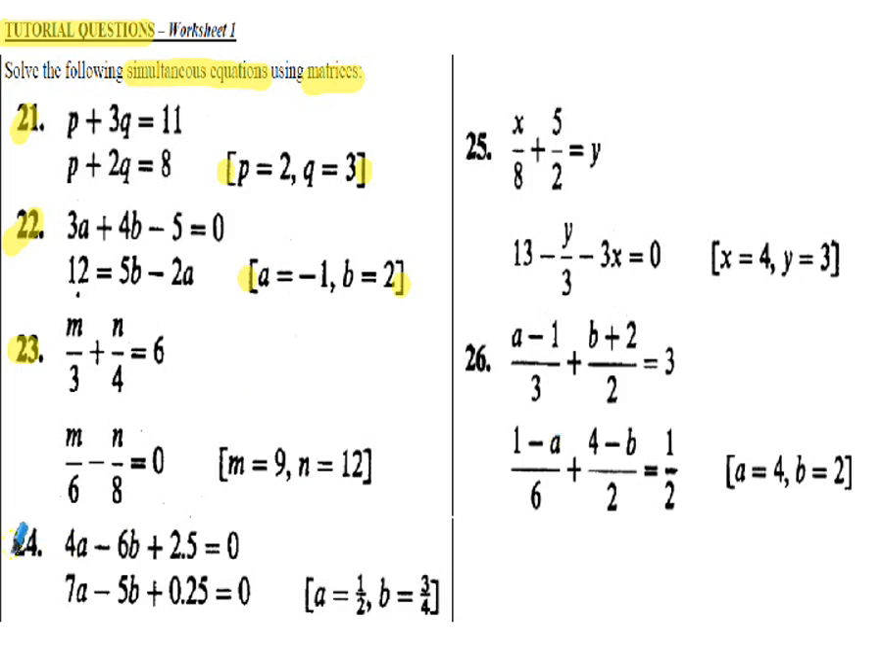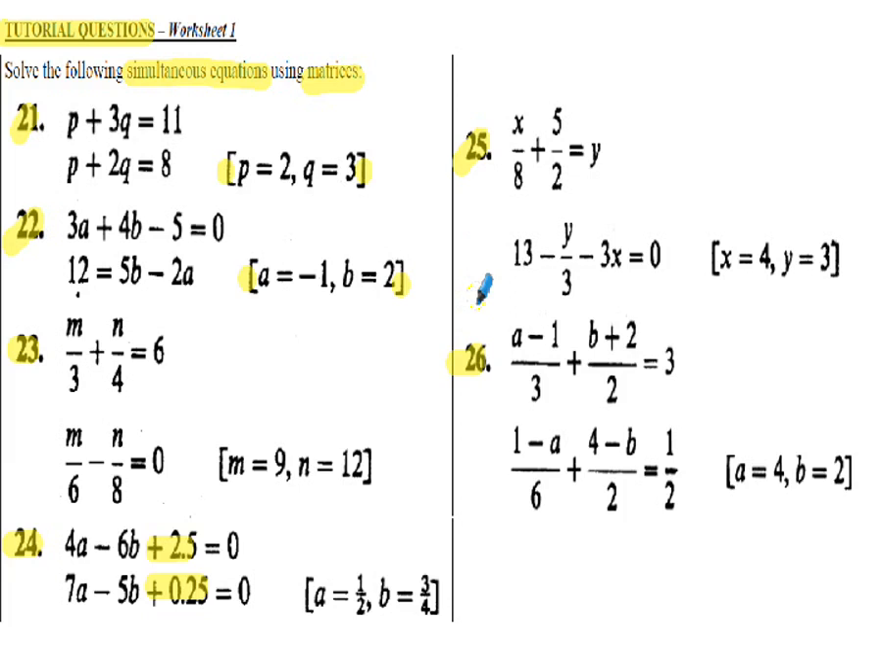Question 24, make sure you rearrange the equation to get all the constants initially on the right-hand side of the equation. Question 25, again we've got fractions here, I'll let you deal with that. You want to rearrange the equation to get all the x and y terms on the left-hand side, all the constants on the other. Again, in question 26, we've got fractions to deal with.